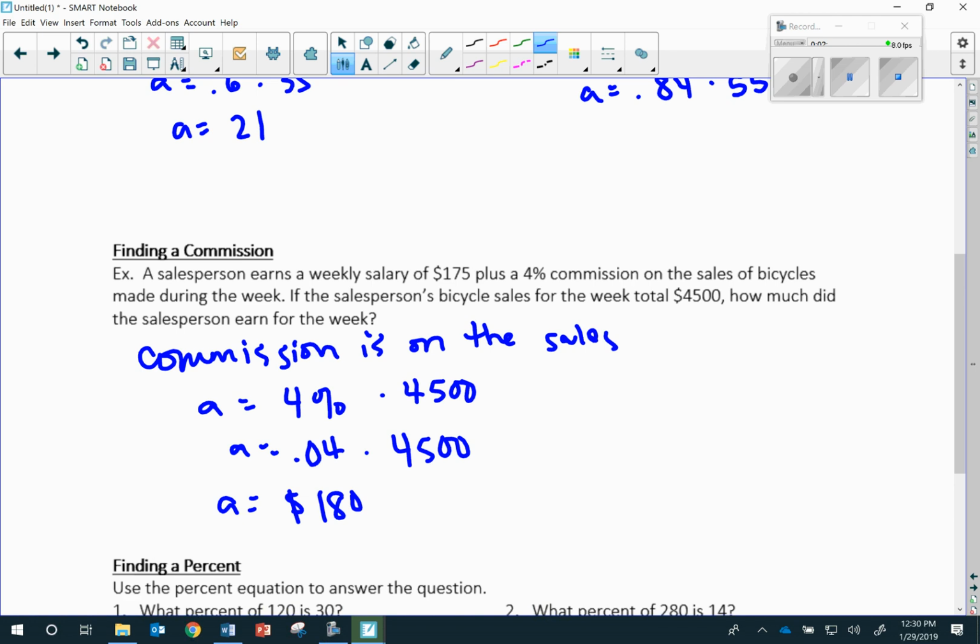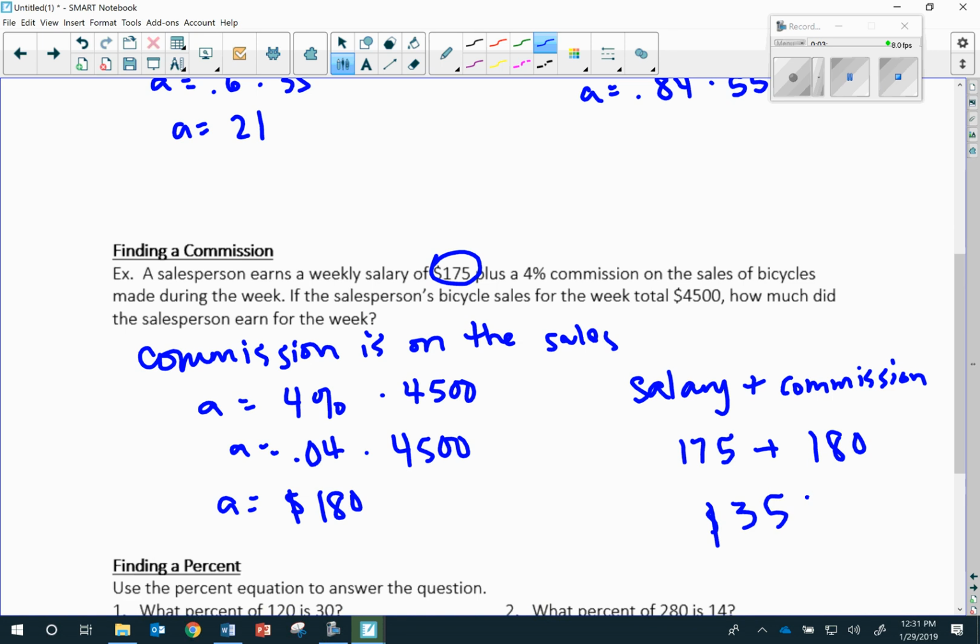What they take home at the end of the week is their salary plus the commission. So when we add 175 plus 180, they are earning $355.